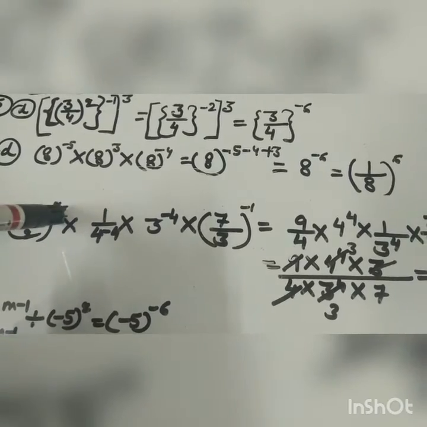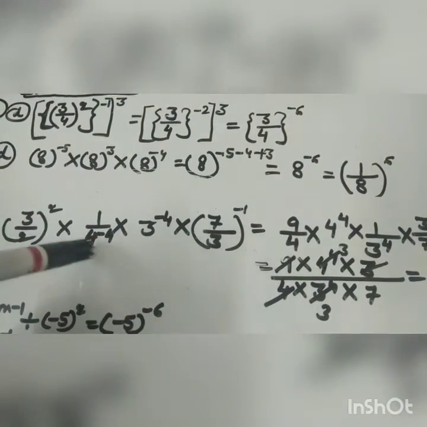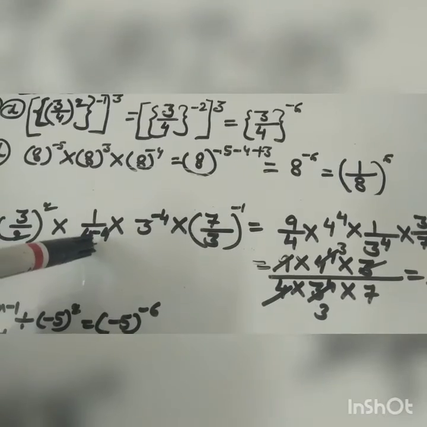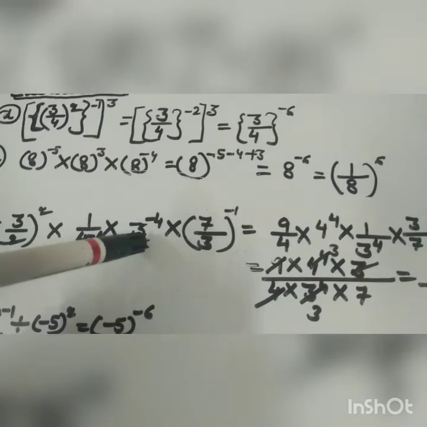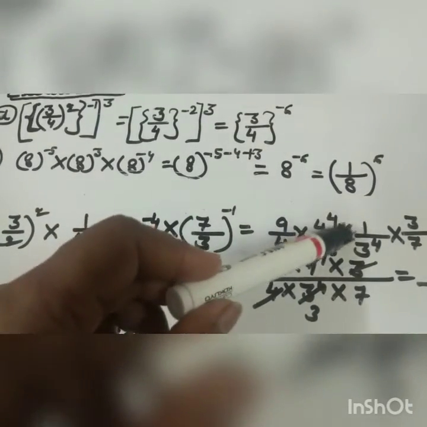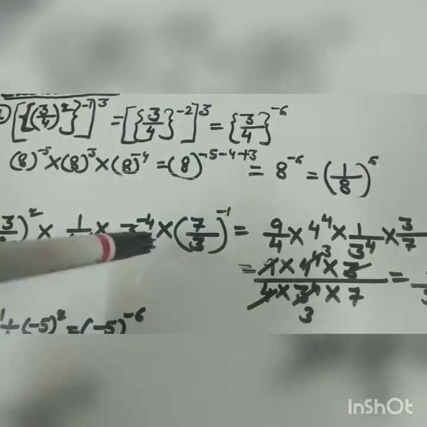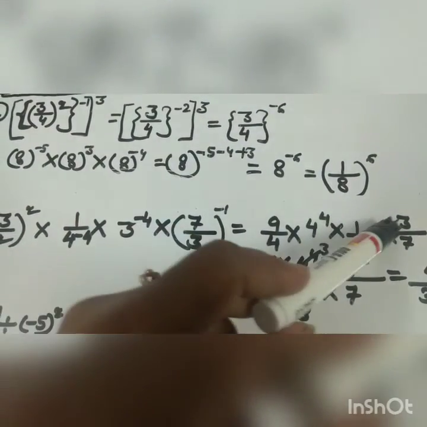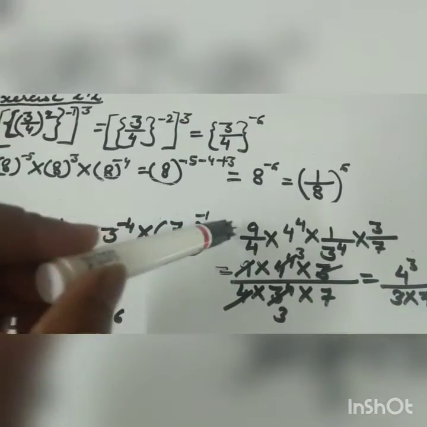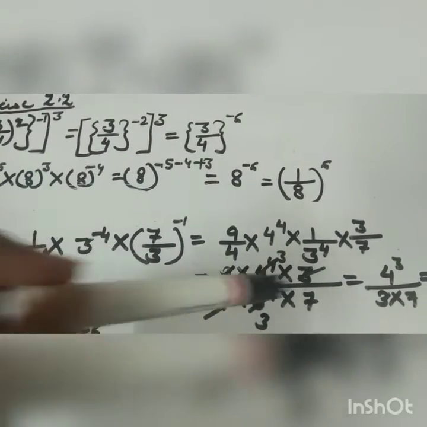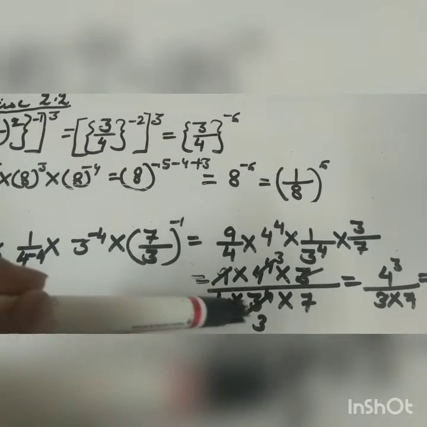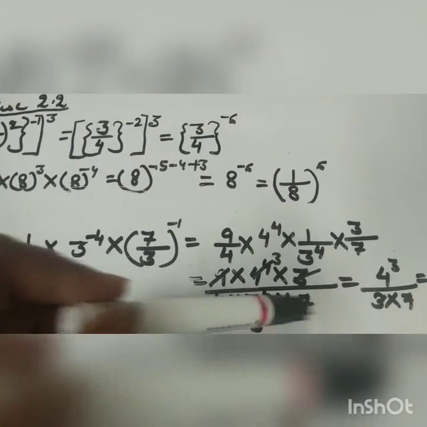(3/2) whole square will be 9 by 4 into (1/4) to the power minus 4. Change this to positive. It becomes 4 to the power 4. 3 to the power minus 4 becomes positive 1 by 3 to the power 4 into 3 by 7 here to the power 1. Hence, we have changed all the negative powers to positive. Now simplify the complete expression. 9 into 4 to the power 4 into 3 upon 4 into 3 to the power 4 into 7.